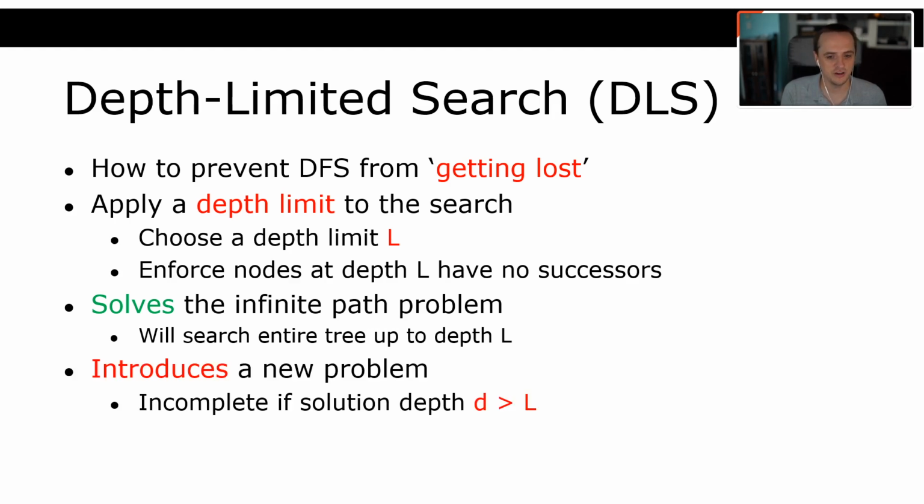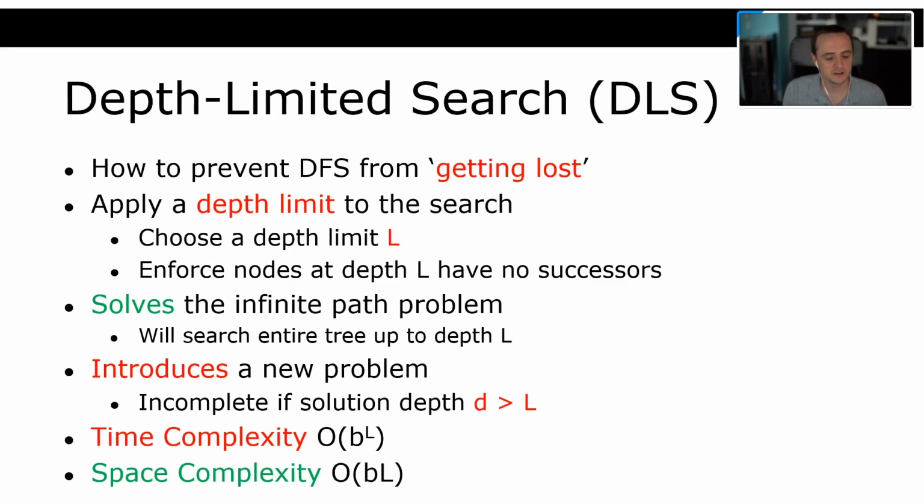But it introduces a new problem. It's incomplete if the solution depth is bigger than L, right? So if we've said stop at depth 3, but the solution is at depth 4 or higher, then depth-limited search can no longer find a solution. It has the same time complexity as BFS, right? So it's B to the power of L. So that's better than depth-first search. And its space complexity is also really good, right? Because we don't need to store the whole tree at the same time. We only store the path that we're on.